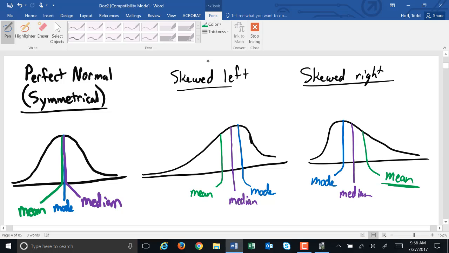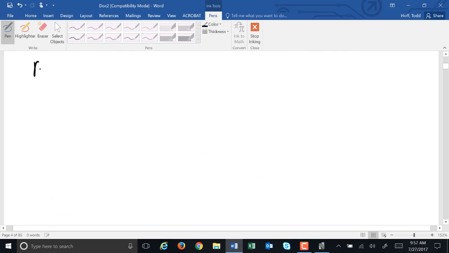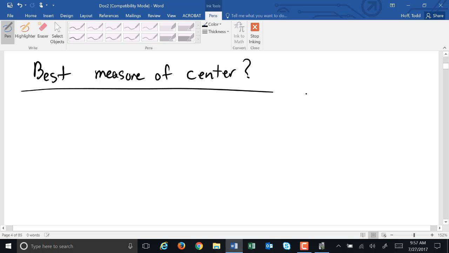So now, the age-old argument. What is the best measure of center? Now, I told you flat out, the mode is really only useful for categorical data. For numerical data, there is a mode, but we usually don't care for it. So it comes down to really the mean and the median. Which one do you think is the best measure of center, the mean or the median?